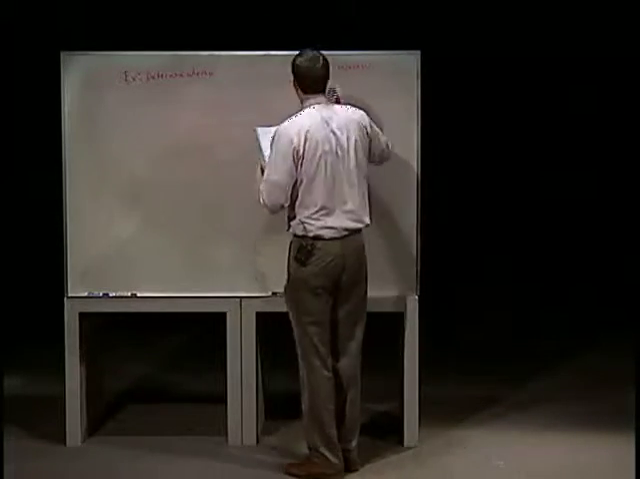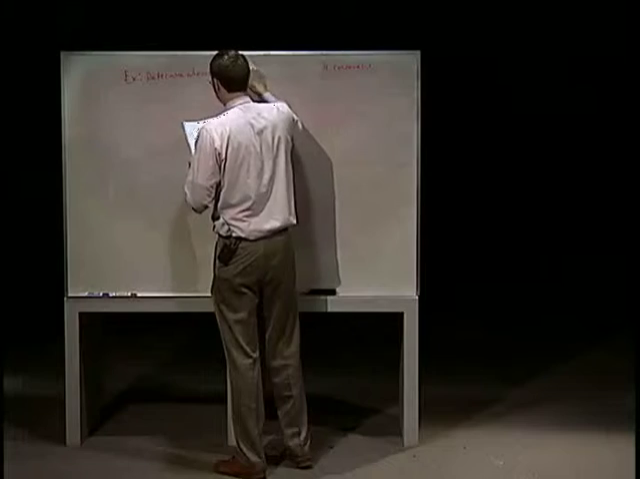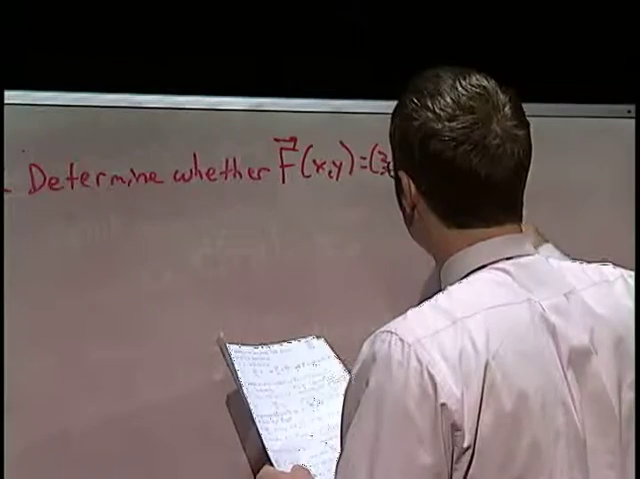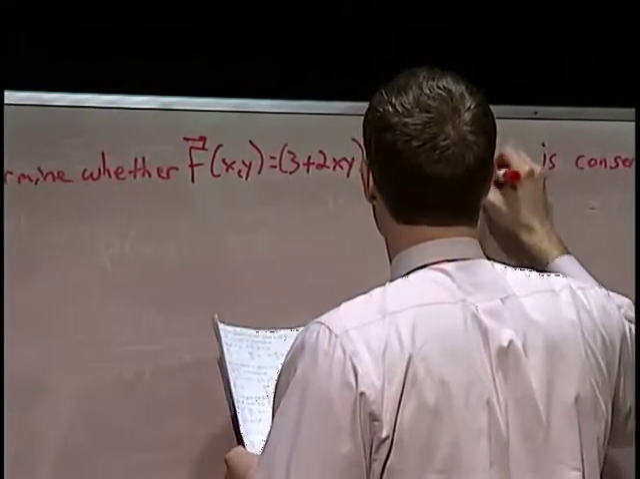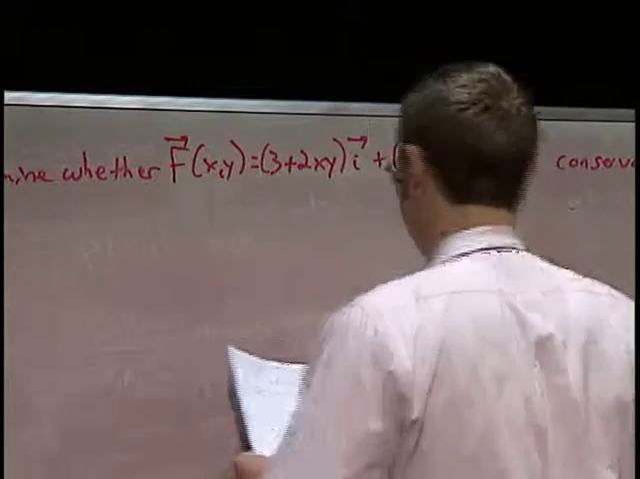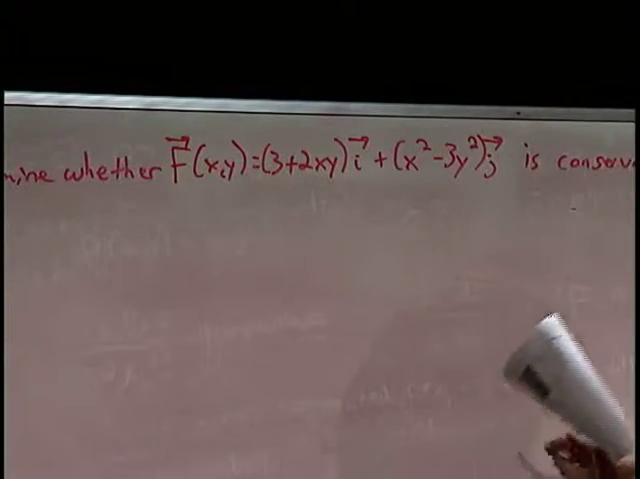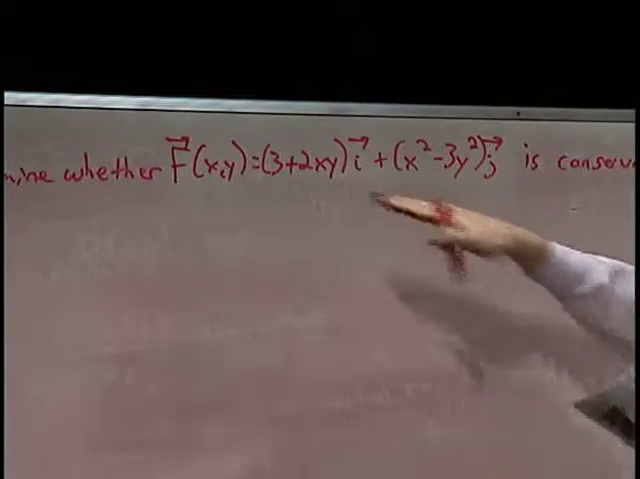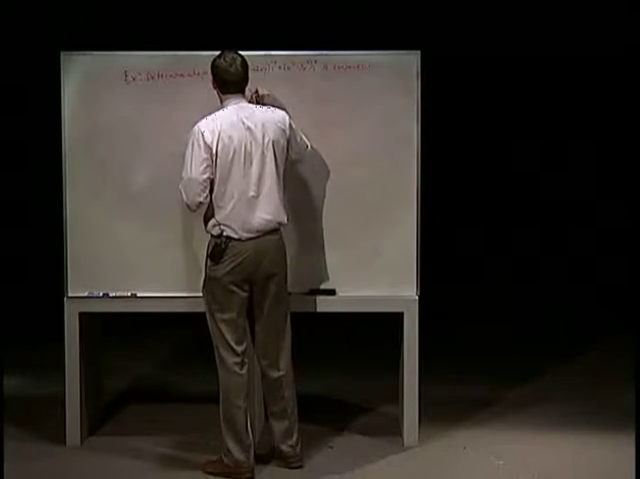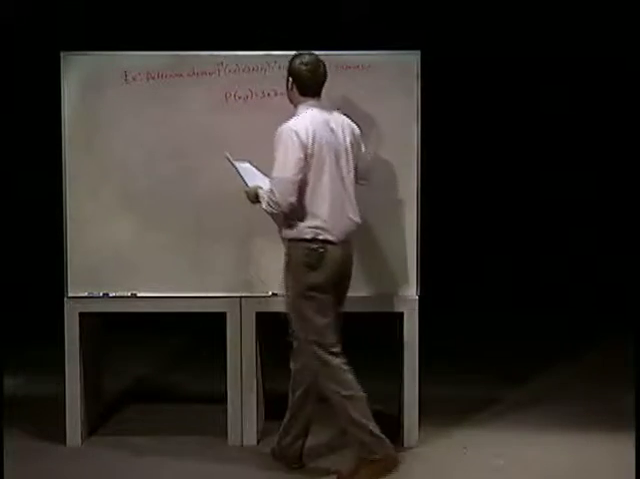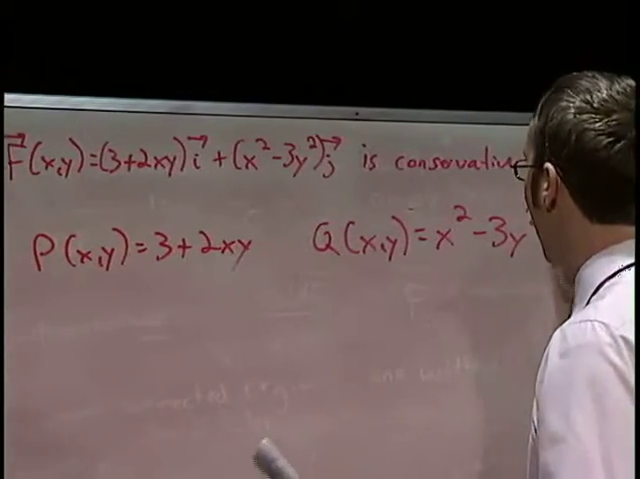All right. So let's now check and see whether or not this field is conservative. So how about 3 plus 2xy is the i piece, and x squared minus 3y squared is the j piece. Okay? Let's check this out here. So again, everything is fine, open, simply connected, no issues, continuity is no problem. So p of xy is 3 plus 2xy. Q of xy is x squared minus 3y squared.